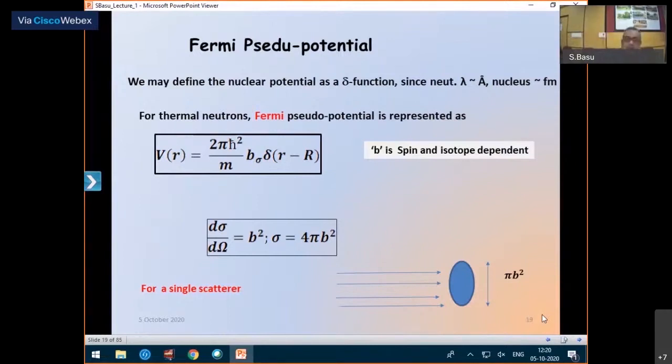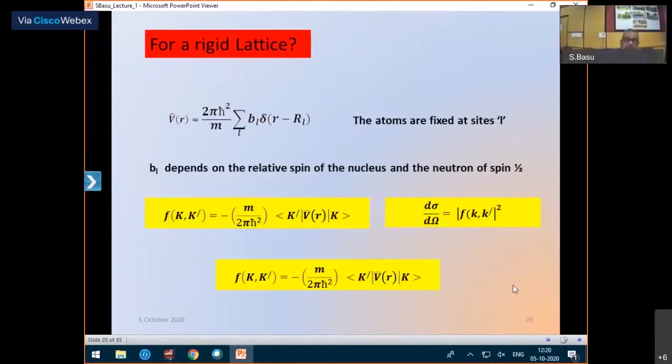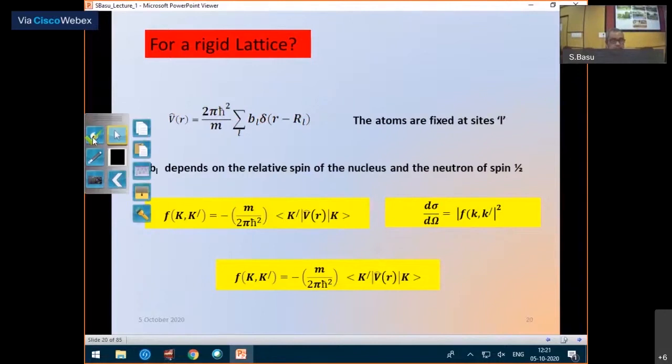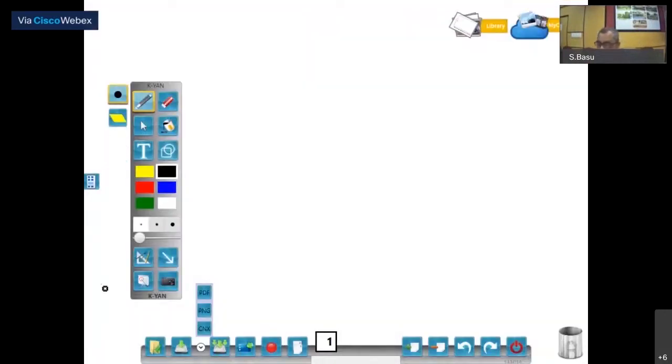The next problem I would like to deal with is a rigid lattice. For a rigid lattice, this same expression, now I have the scatterers sitting in a lattice. So there are atoms or nuclei sitting in a lattice.